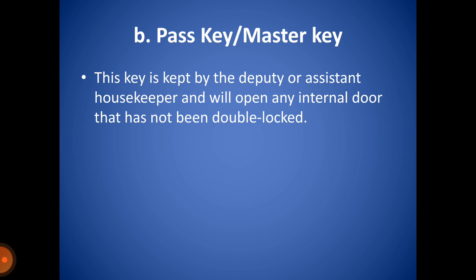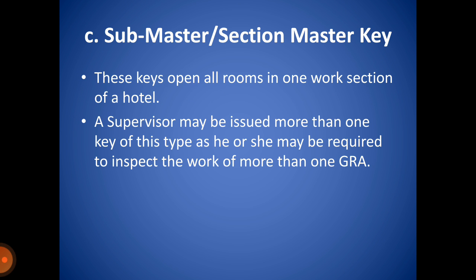Second, master key. This key is kept by the deputy or assistant housekeeper and will open any internal door that has not been double locked. Third, section master key. These keys open all rooms in one work section of a hotel. A supervisor may be issued more than one key of this type as he or she may be required to inspect the work of more than one GRA.